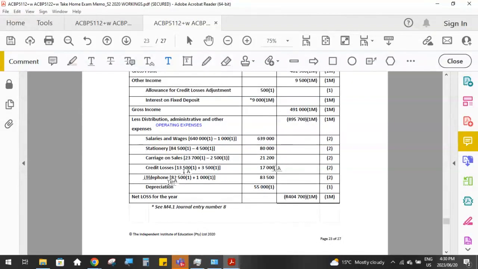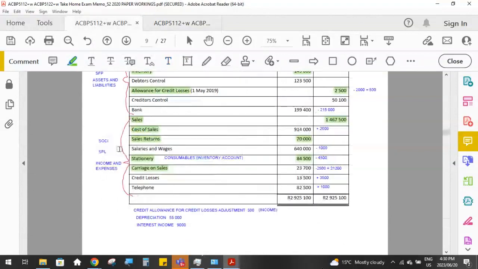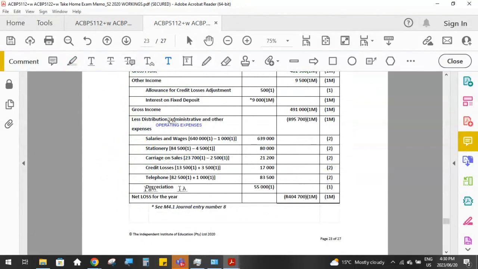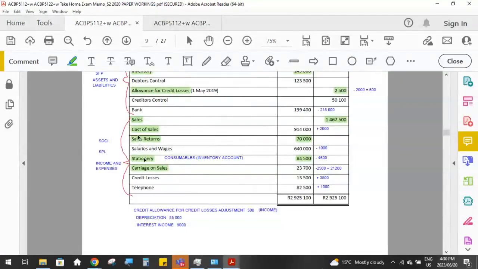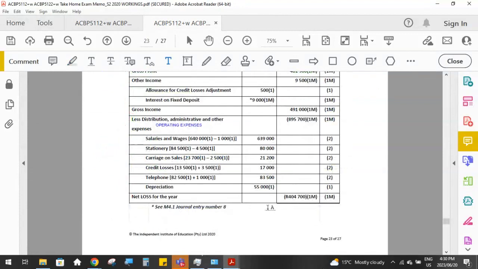Our telephone, we already had 82.5, but then we had that 1,000 Rand correction that we had to record. And then depreciation is a new account that we didn't have there before. In other words, depreciation wasn't listed here. So we're going to add that and record our 55,000 Rand depreciation. And then if we go back here: sales, cost of sales, returns, salary, stationery, carriage, credit losses, telephone, credit losses adjustment, depreciation and interest income. Yes, we've got all of those in our income statement.